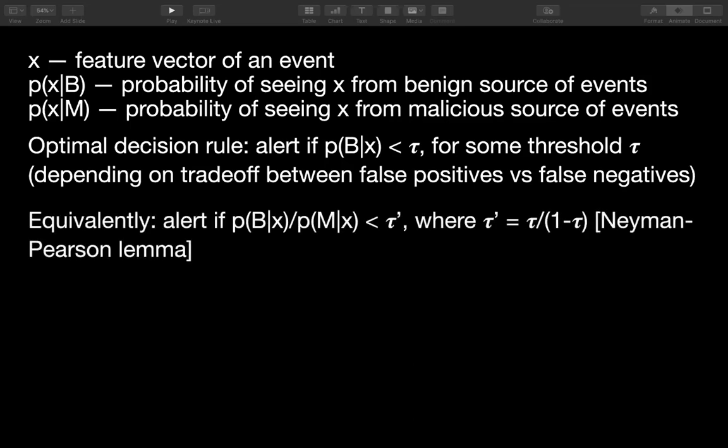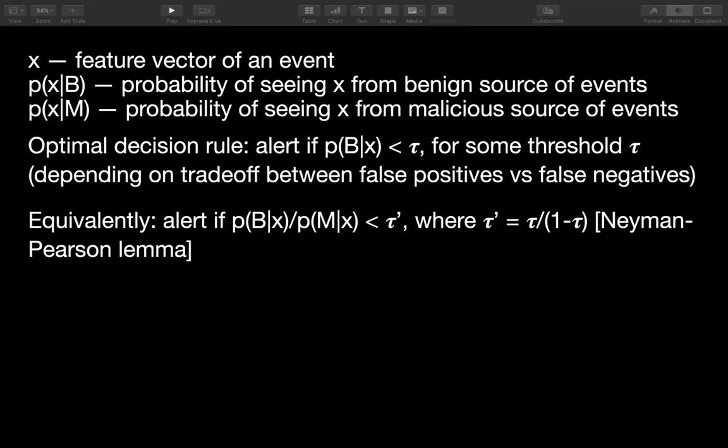And for various reasons, it's often useful to work with odds ratios instead of probabilities. So I'm going to suggest we look at the ratio of the probabilities: the probability that this is benign, given the observed X, divided by the probability this is malicious, given the observed X.